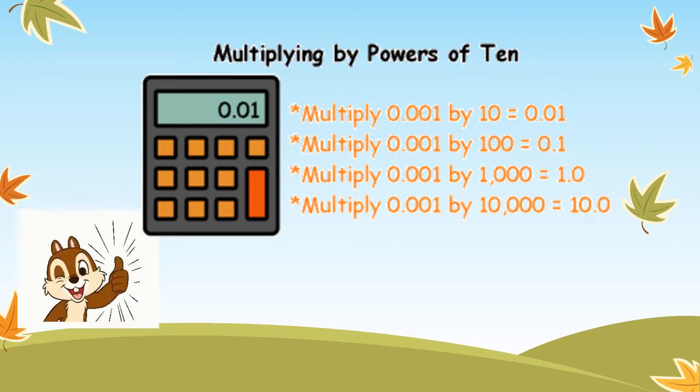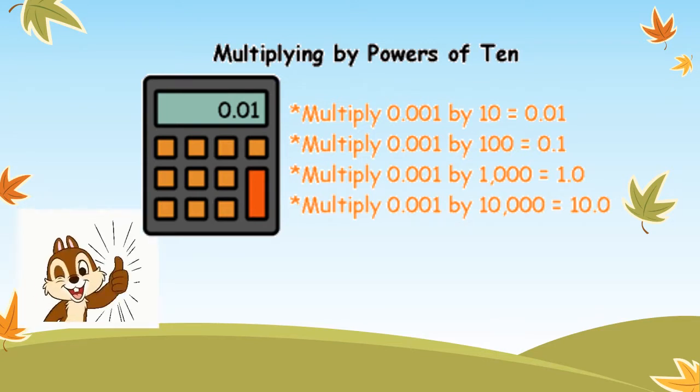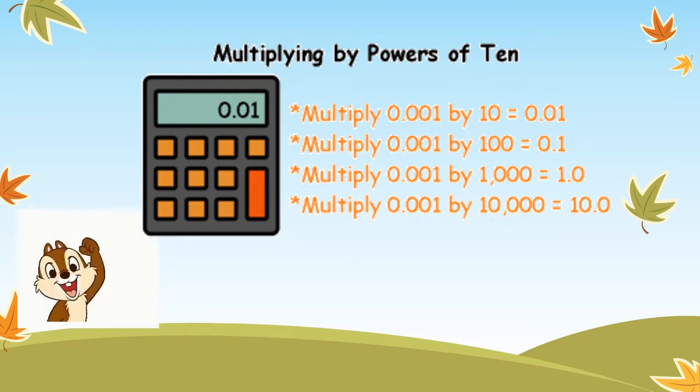Okay. Another one. If you have the same number, the same decimal, 1,000, and I want to multiply it by 100. How many steps should I move? Two steps. Why? Because I have two 0s in 100. Okay. From where to where? From left to right. So I will move two steps from left to right. So the answer will be 1/10.